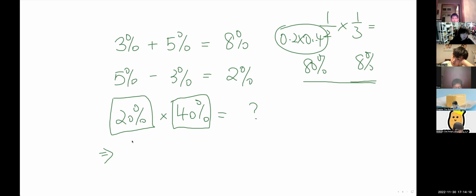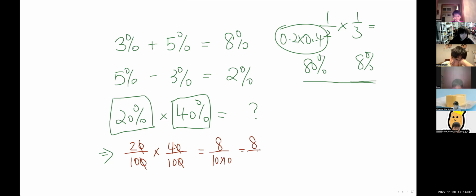First of all, we can transfer this into fractions. And we can simplify before that. So it equals 8/10 times 10, which is 8/100. So the answer is 8%. Congratulations, Lilac. You're the only one who got it right. Very good. Understand?